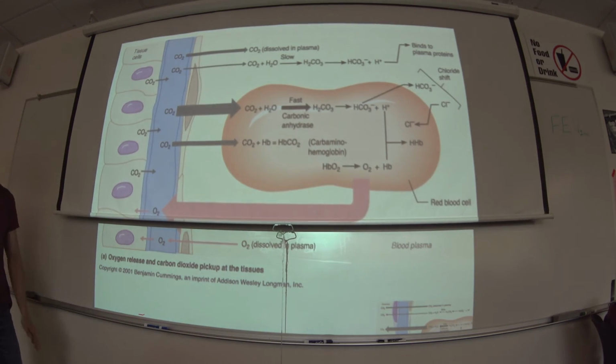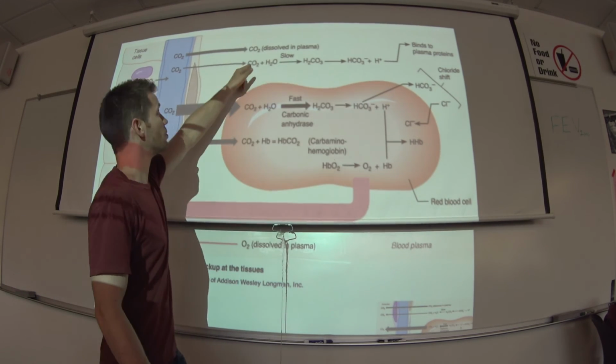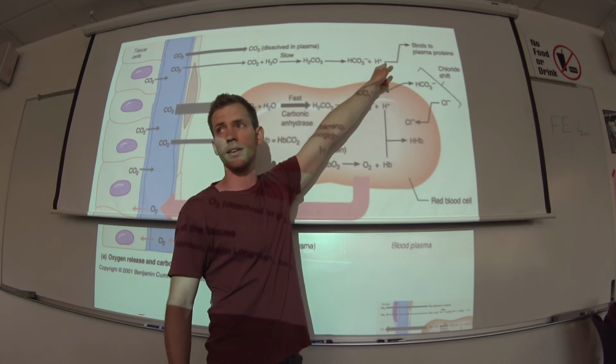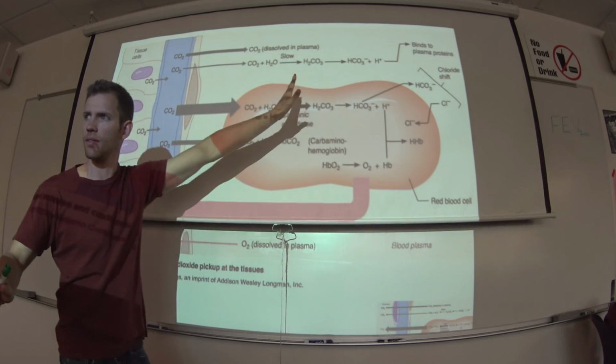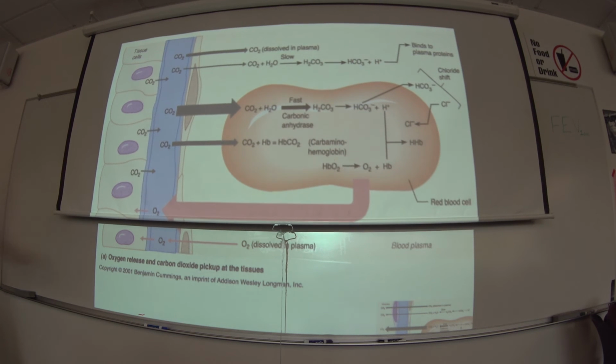And if this happens out in the plasma, that's the end of that story. It's a really simple story. Start with CO2, end with hydrogen ions. So CO2 production equals acidity. Does that make sense? That's the easy first step. That's why it's good to start with what goes on in the plasma.